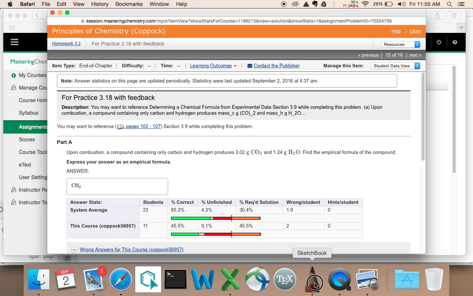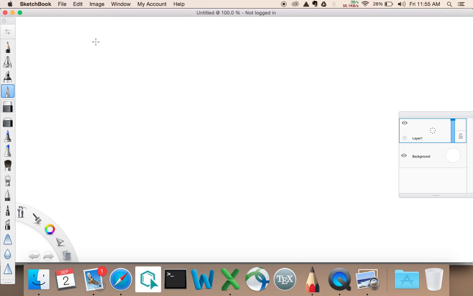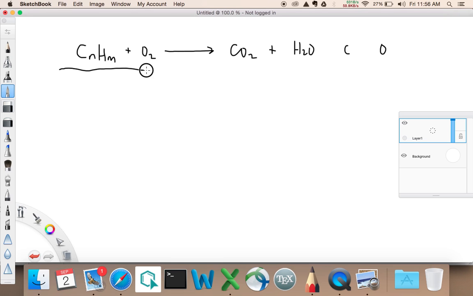So let's look at this again here and just remind ourselves how this works. Upon combustion, we've got this C, and it says only C and H. It combusts. Okay, we're going to combine it with oxygen, and it produces carbon dioxide and water. Okay, so I'm going to do carbon and oxygen there also as a table. So this is the balanced reaction, but I'm going to use this as a table where these are my column headings.